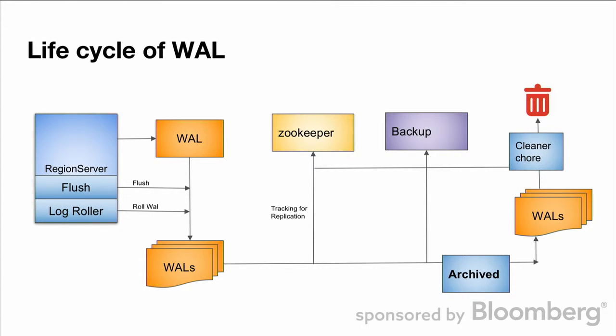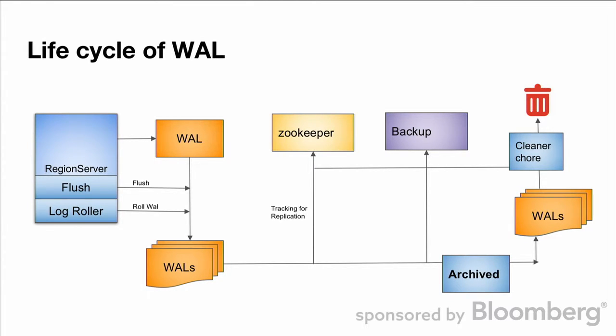So let's look at the life cycle of the WAL first. The WAL is generally needed during a crash. Whenever a crash happens, you need to use that WAL to replay the edits on another region server. Otherwise, you don't need the WAL for any other use cases. Initially it was developed just for this use case, but later we realized that we can use this append-only data structure for other services, like replication, backup, and restore.